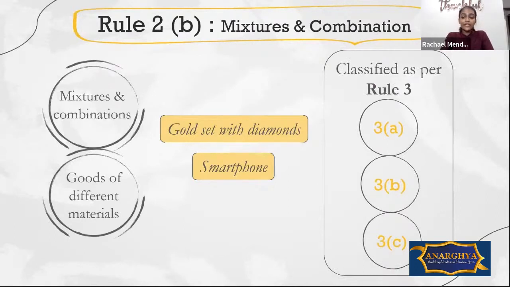Rule 3 is classified into three sub-rules, 3A, 3B, and 3C. These three rules must be applied in their numerical order by elimination. That is to say, you first apply Rule 3A. If you cannot obtain classification as per Rule 3A, you move on to the next rule, that is Rule 3B. So you're eliminating Rule 3A. Similarly, if Rule 3B fails for you, you need to eliminate 3B and move on to Rule 3C.